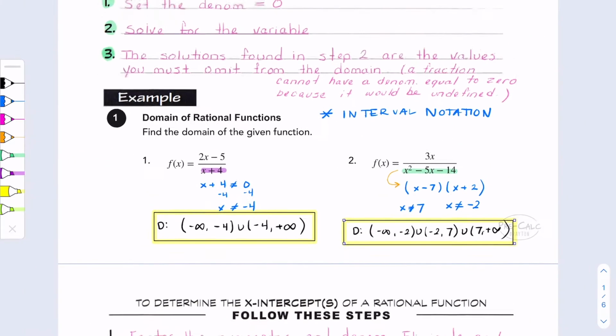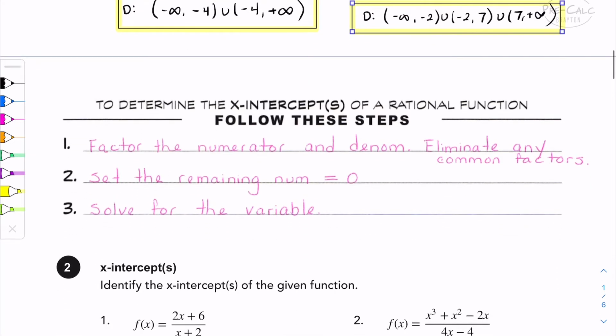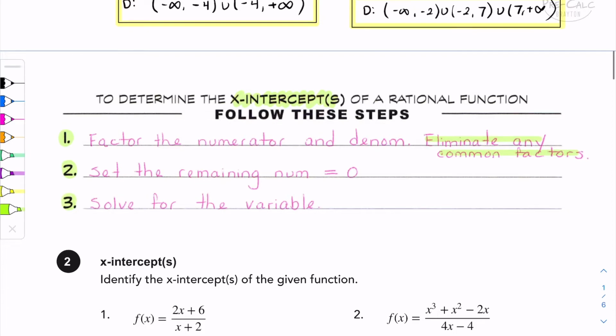Next, we're going to look at the steps for the x-intercept. To find the x-intercept, you need to factor the numerator and the denominator. And then you need to eliminate any common factors. That's very important in step 1. After you eliminate any common factors, you set the remaining numerator equal to 0. And after you do that, you solve for the variable.